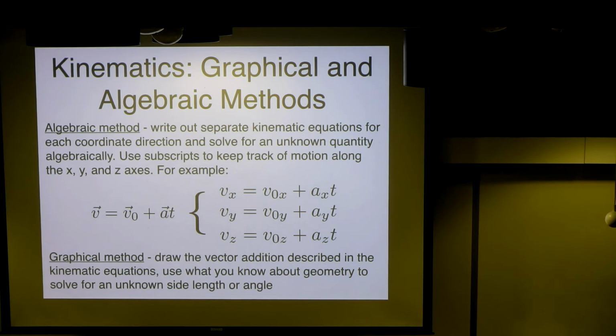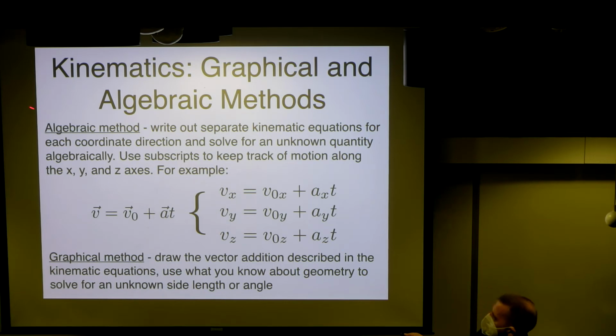So because we're dealing with vectors, like I showed you in the last lecture, we have two basic approaches we can take. We can either take a graphical approach, where solving a problem relies on drawing a diagram of some vectors, or we can take an algebraic approach, where we're just dealing with numbers and we don't necessarily need to draw a picture. Okay? So what I'm going to do here is explain how we can use each one of these approaches for our vector kinematic equations.